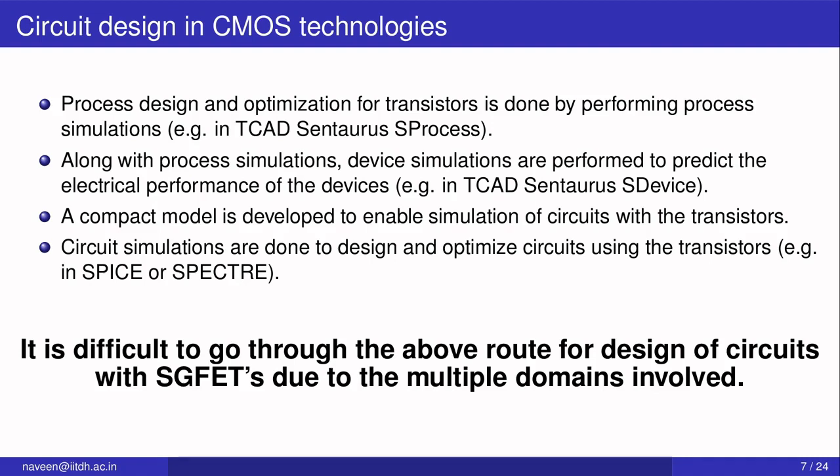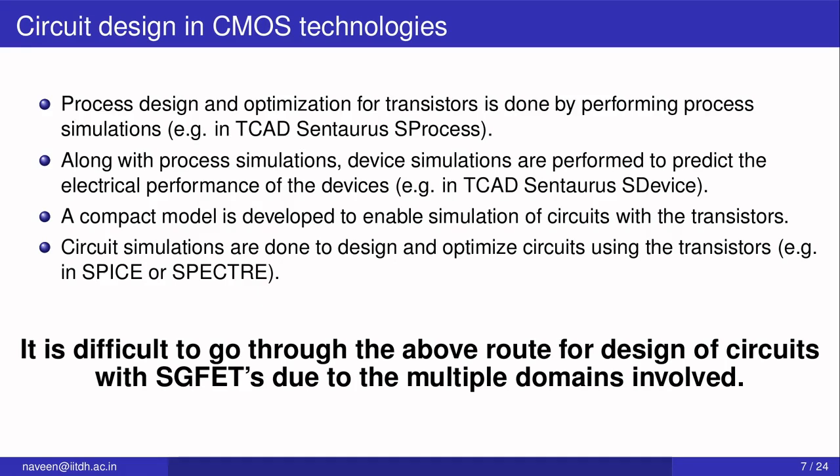First thing that is done is the process design and optimization is done by performing process simulations in TCAD. So once you're satisfied with the process simulation of how the different implants are, what kind of implants are done to control the short channel effects and so on, you do a device simulation to find out the device characteristics. After this, you get the electrical performance of single transistors. Once you get the electrical performance of individual transistors, a compact model is developed. This is an elaborate exercise wherein you try to come up with a set of equations which can be used in simulators to simulate circuits with these transistors.